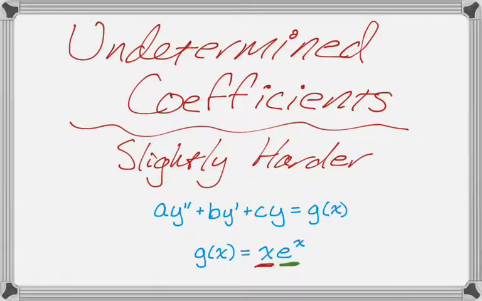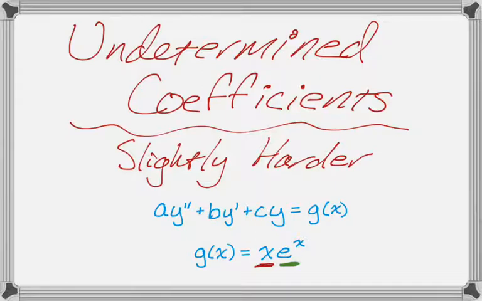Okay, in this video we are going to use undetermined coefficients again to try to solve a second order linear non-homogeneous differential equation. It's a slightly harder example because instead of having just a polynomial as g of x, just an exponential, or just sine or cosine, we're going to have a product of two of those. So in this case, g of x is going to be x times e to the x. We're going to go through an example and see how it works.